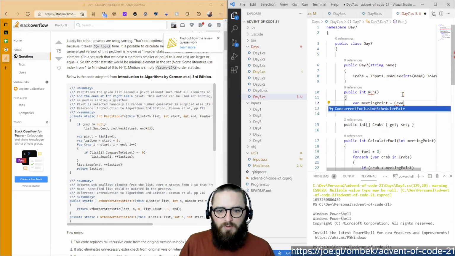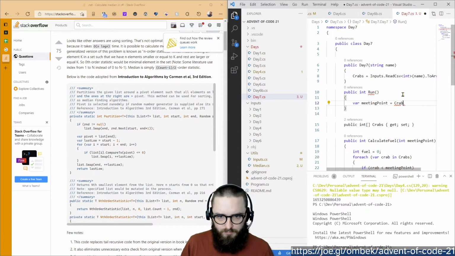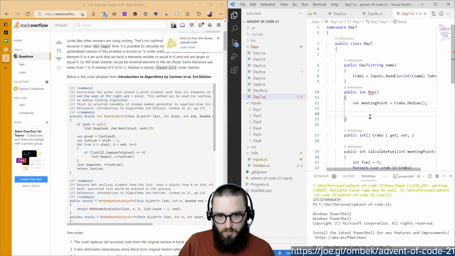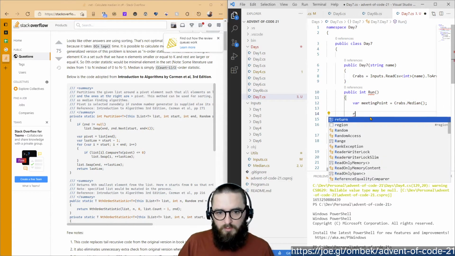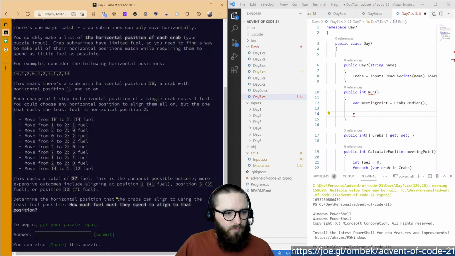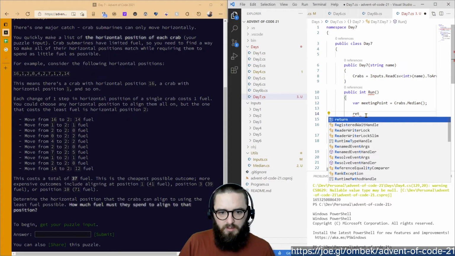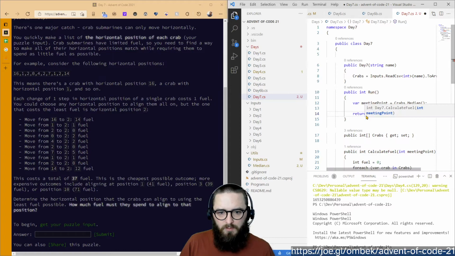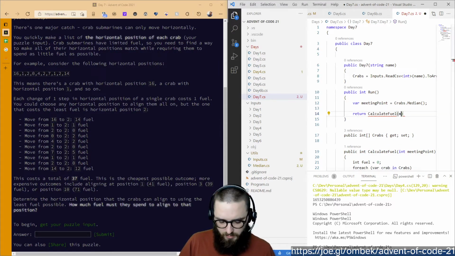Crabs, median, and I'm going to do calc return. What do I need to return? How much fuel? So return, calculate fuel, meeting point.